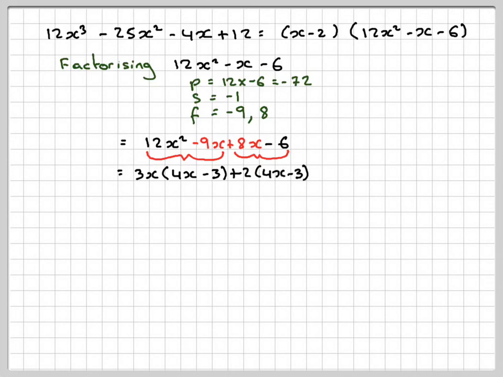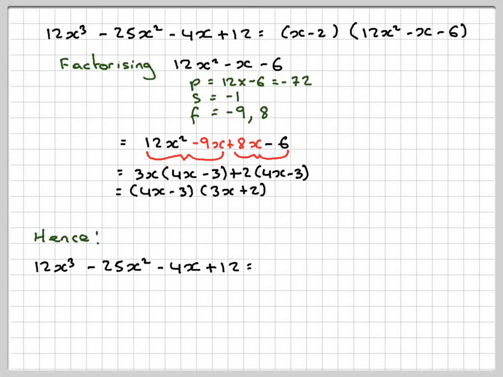Notice here and here we have the same thing, and that will always happen if you do this correctly. So we now take that out as a common factor, so we get 4x minus 3, and we're left with 3x plus 2. So we've now factorised the quadratic. So now the cubic, 12x cubed minus 25x squared minus 4x plus 12, will be x minus 2, just writing things in the right order, 3x plus 2 times 4x minus 3. It doesn't matter which order you write those down. So this is now a product of three linear factors.